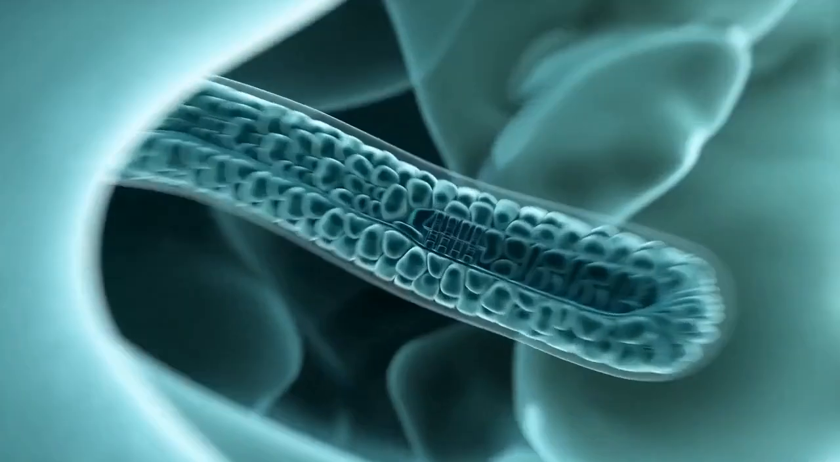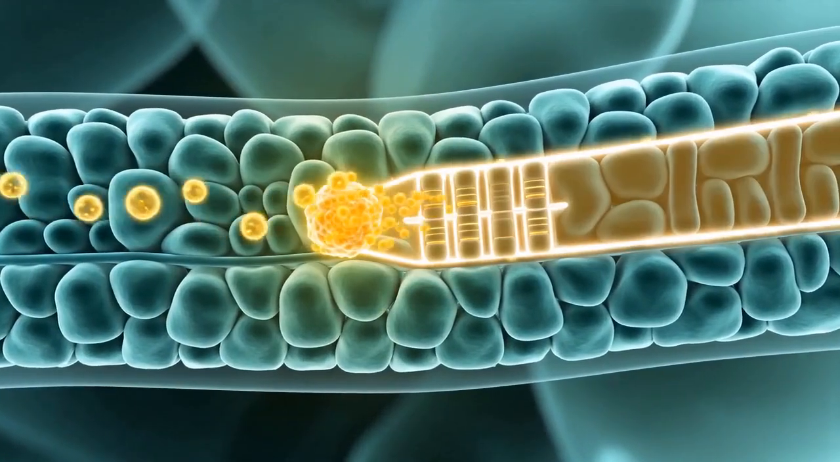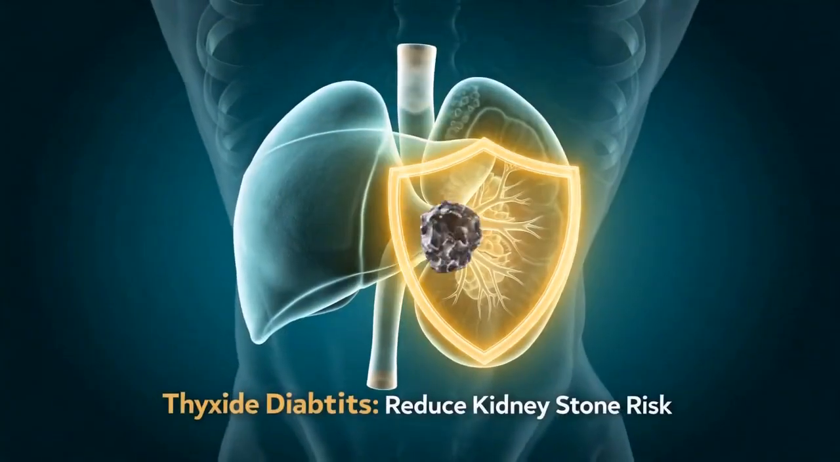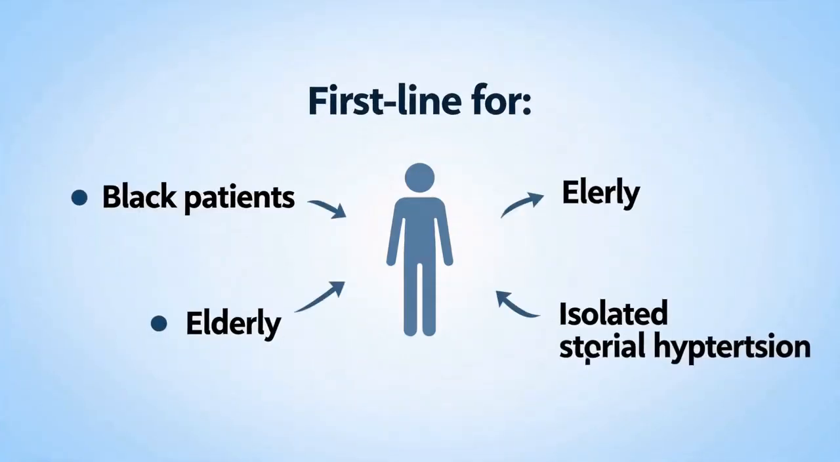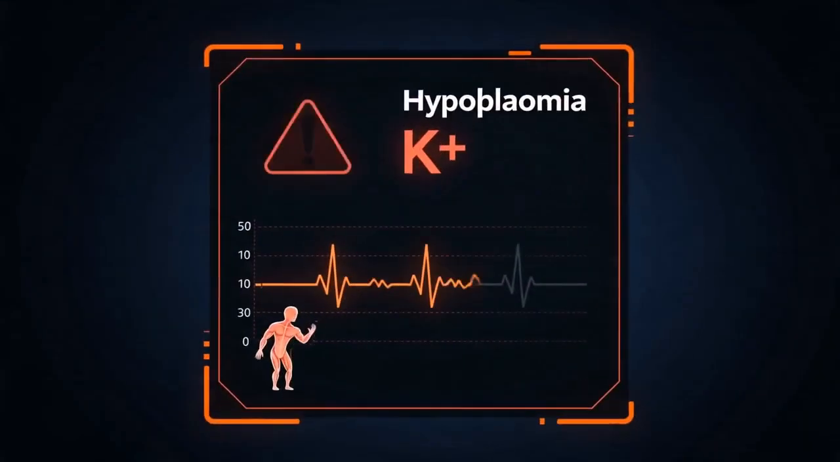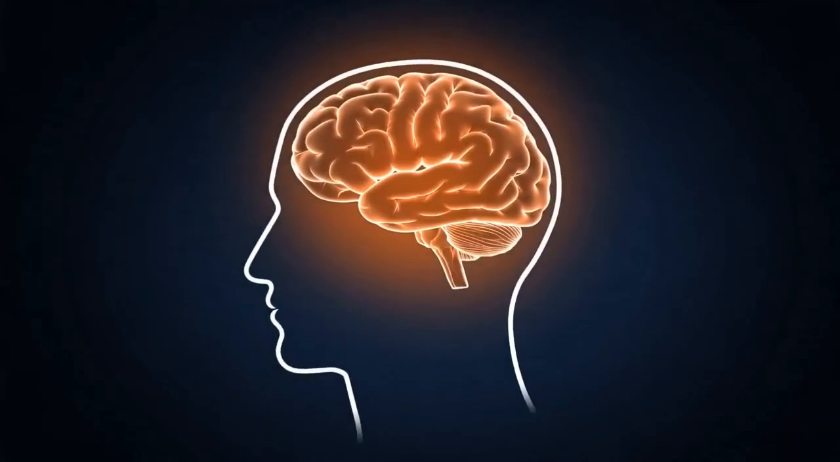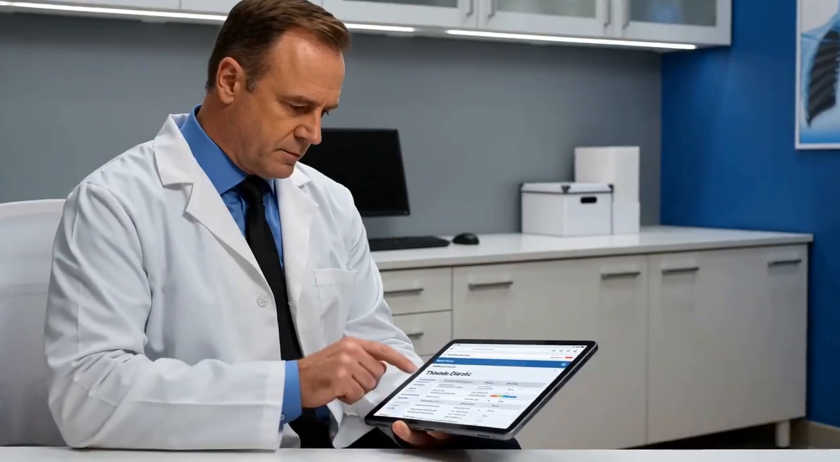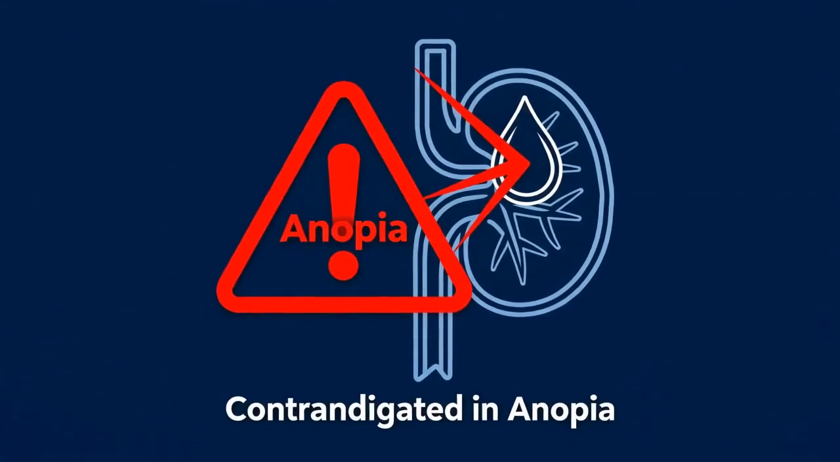The primary clinical use of thiazides is hypertension. They are a first-line antihypertensive agent, particularly in Black patients, elderly patients, and patients with isolated systolic hypertension. They reduce blood pressure in two ways. First, by reducing blood volume. Second, with long-term use, by causing direct vasodilation through mechanisms that are not fully understood.